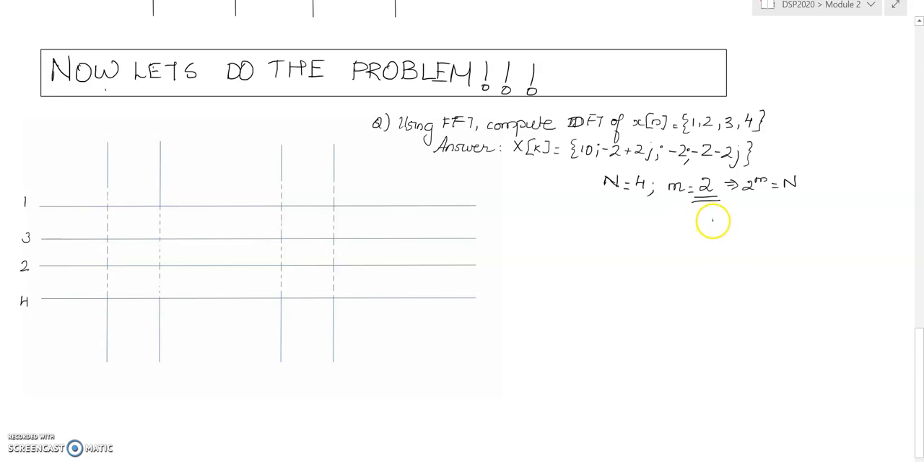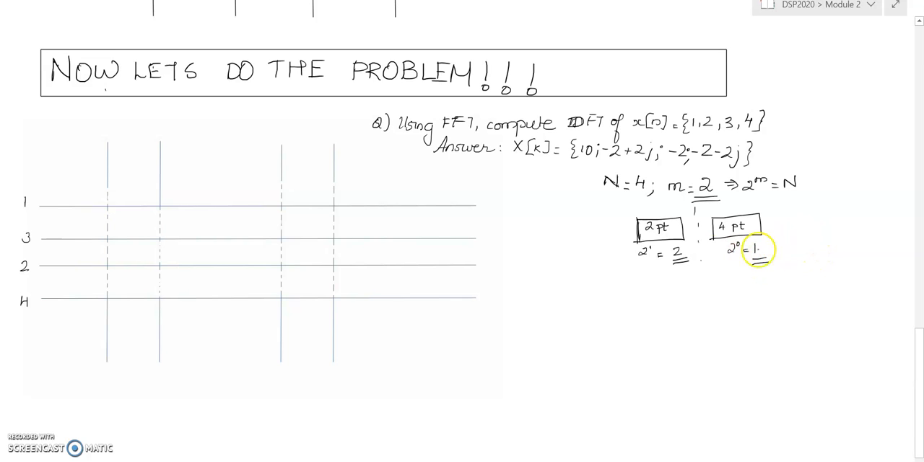And the order of the stages: the last stage will be N-point. Here N is 4, so this will be 4-point. And before that you will have a stage that is N by 2, which is 2-point. So you have two different stages, 2-point DFT and 4-point DFT. The first stage will be 2-point DFT. This will be done 2 raised to 0 times, that is 1 time, and this will be done 2 raised to 1 times, that means 2 times. So 2-point DFT will be done 2 times, and 4-point DFT will be done 1 time.